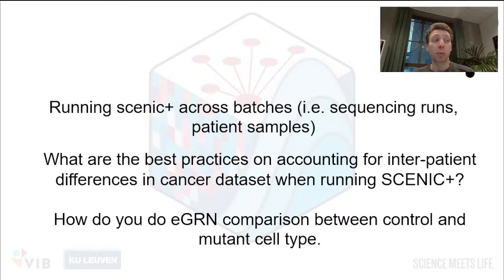What you can also do is run it on your entire data set, and then afterwards, once you have the GRN, using the AUC values, for example, the enrichment scores, try to figure out whether there are some regulons that are specific for a mutant cell type versus your normal cell type. So I would always try to use as much data as possible, and try to not subset your data if it's possible, and then do the comparison afterwards.